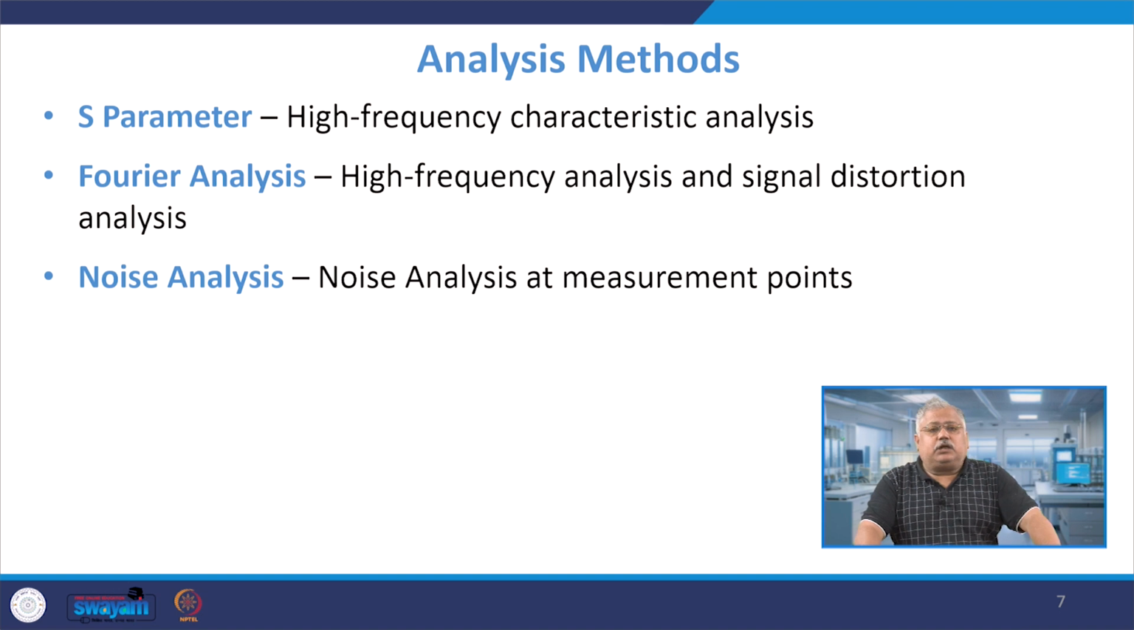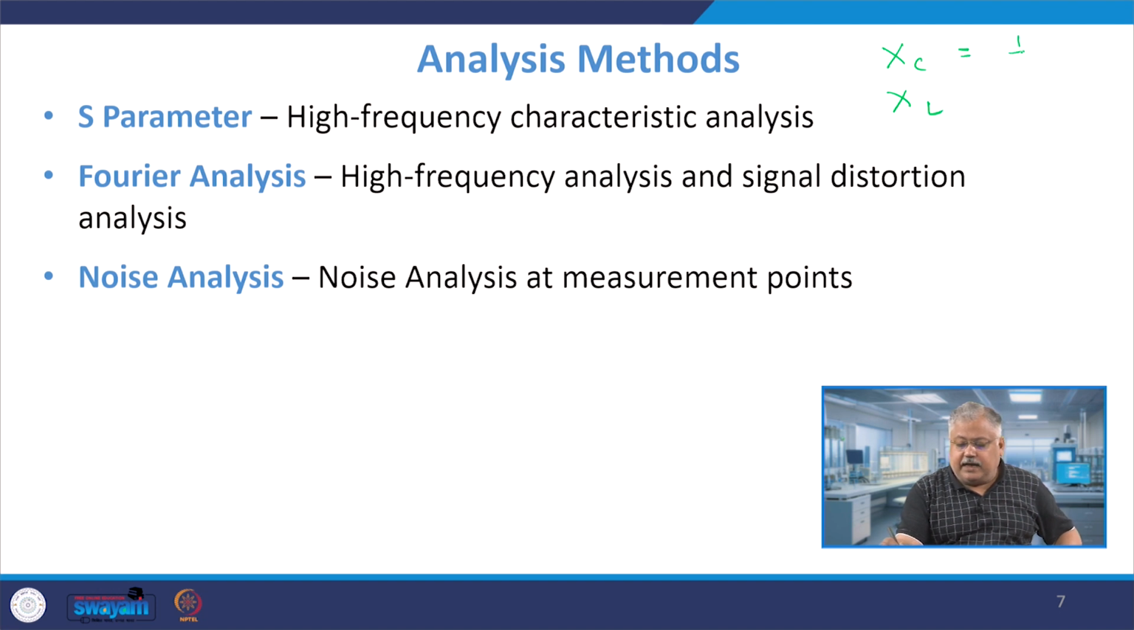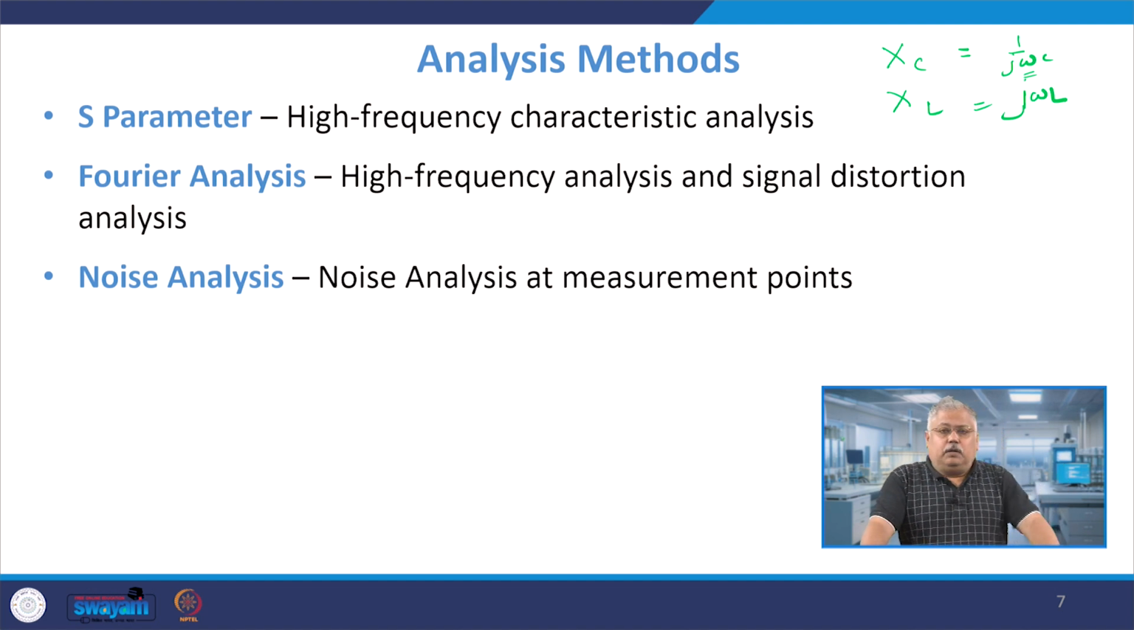There are 3 major analysis methods apart from DC, AC and transient. If you want to do a high frequency analysis where your input frequencies are very large, then, if you remember my previous talk, we have discussed that XC and XL, the capacitive and inductive reactances, will vary with omega. So, as omega becomes larger and larger, XC starts to fall down and XL starts to become large, and vice versa.